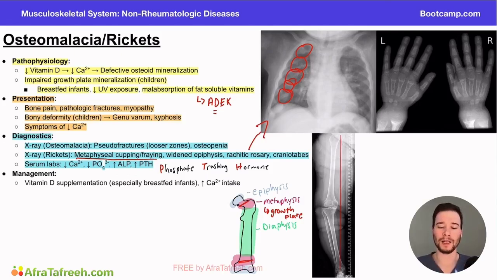Now, finally, what are our management options? Well, we don't have a ton for these patients. Mostly we're going to be supplementing with vitamin D, particularly in breastfed infants, and try to increase their calcium intake overall. There's no real cure for this. We're purely doing symptom management.